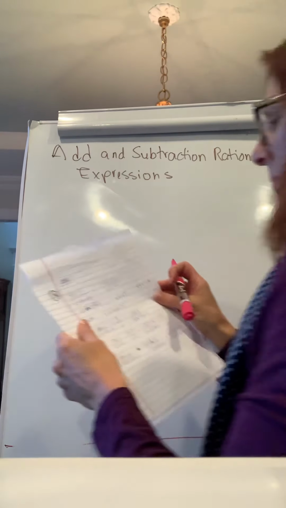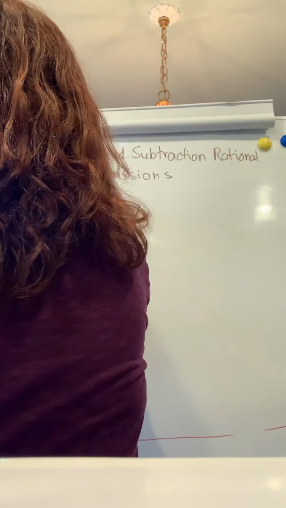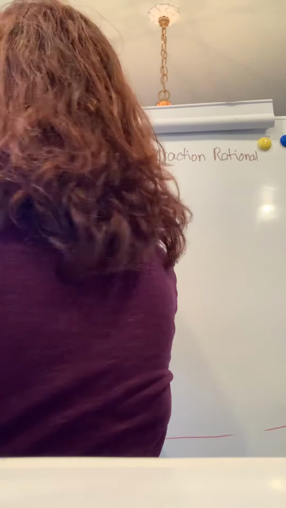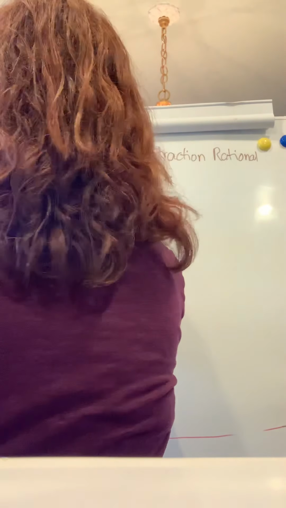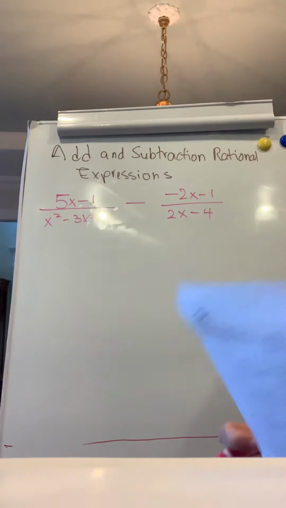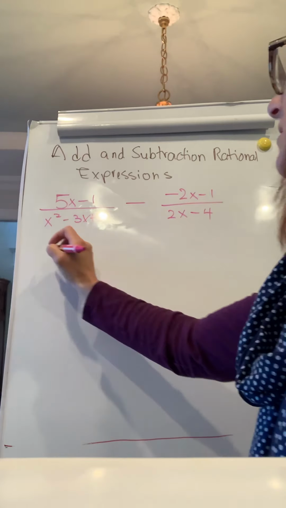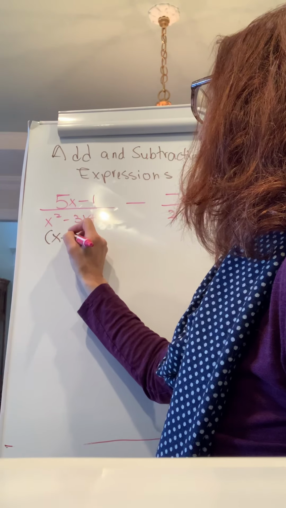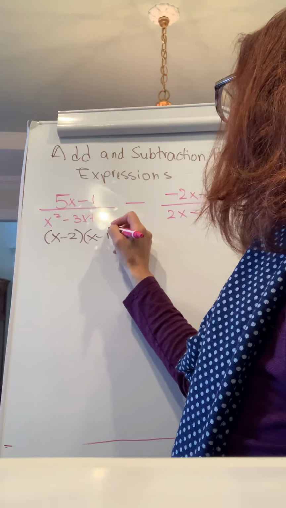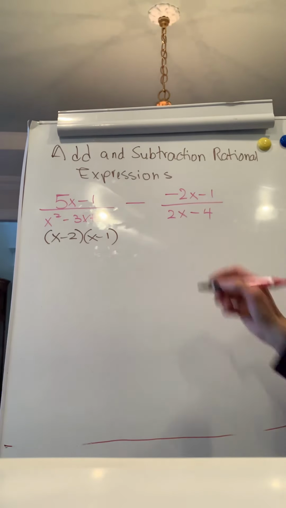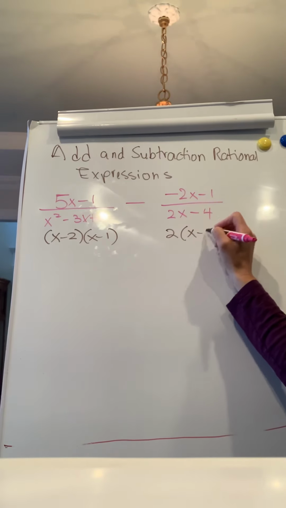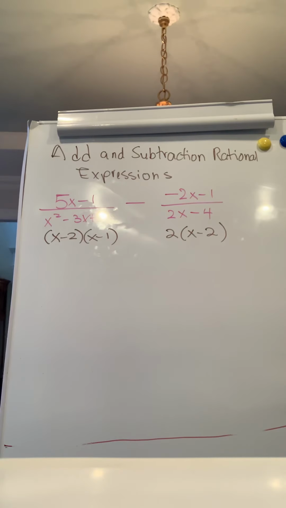All right, my example is 5x minus 1. All right, so I need to find that least common denominator. So what I am going to do is I'm going to factor each of these denominators. So this factors into x minus 2, x minus 1. This factors into 2 times x minus 2.